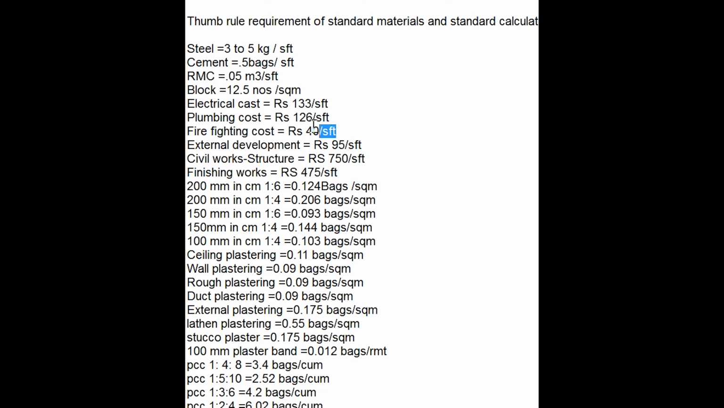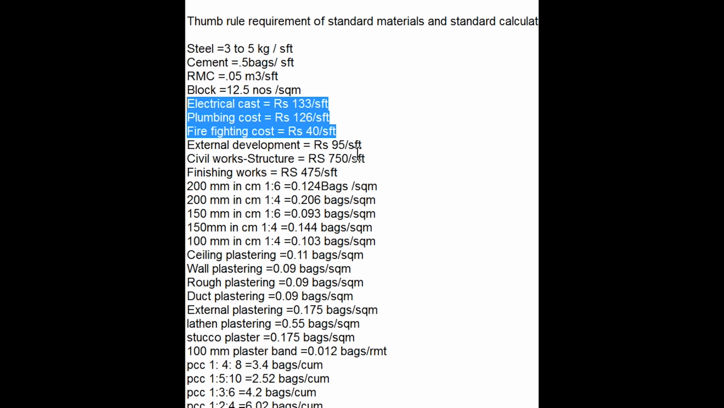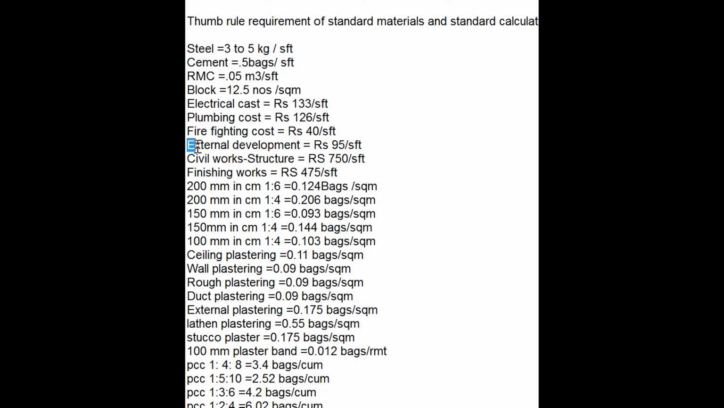Similarly for external development, it is 95 rupees per square feet, which includes external paving in the parking area, and if you have concrete curb or some lighting part or decoration part or plantation or landscaping, that will all be included in the external development.